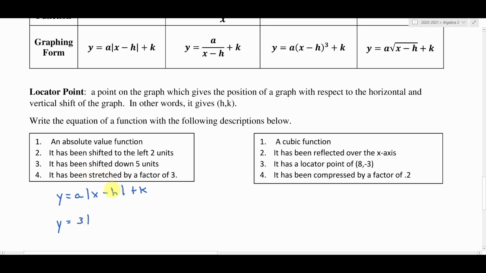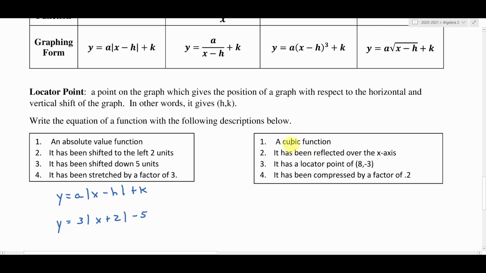The H value tells me about shifting to the left or to the right. So I'm looking for a clue that talks about shifting left or right. And I see that here in clue 2. Okay, so in clue 2, it's been shifted left 2 units. To shift to the left, I need a plus 2 for my H. The K value tells me about shifting up or down. So here in clue 3, we see it's been shifted down 5 units. So to go down 5, I need a minus 5 on the end. And that completes my equation.